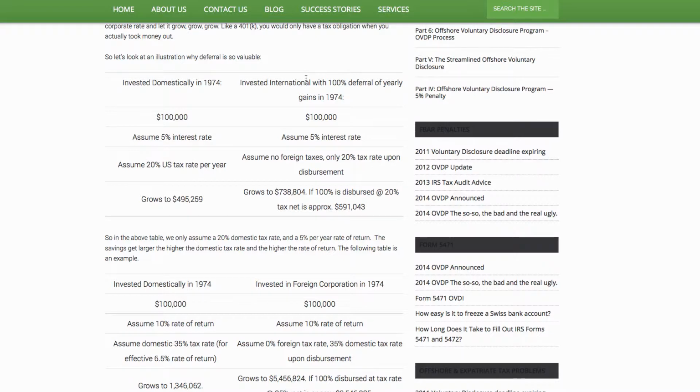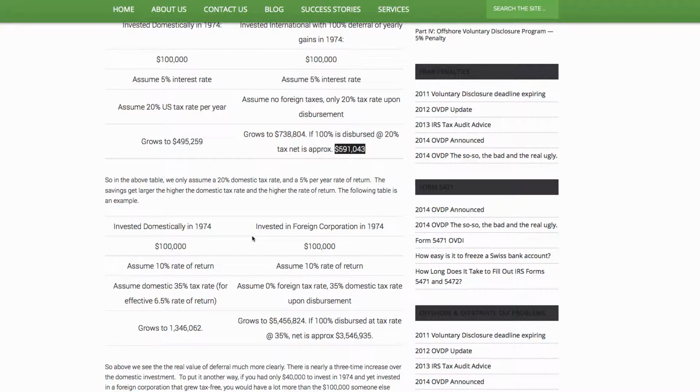Same thing, but you're deferring 100% of your yearly gains in 74, and just say it grows. By the way, we're growing 40 years in this case. After 40 years, it grows to $738,000. Okay, so there's a big difference. Of course, off of that 738, if we're taking 100% disbursement, we have to pay 20% off of that. But our net is $591,040. So there's a difference that we see.